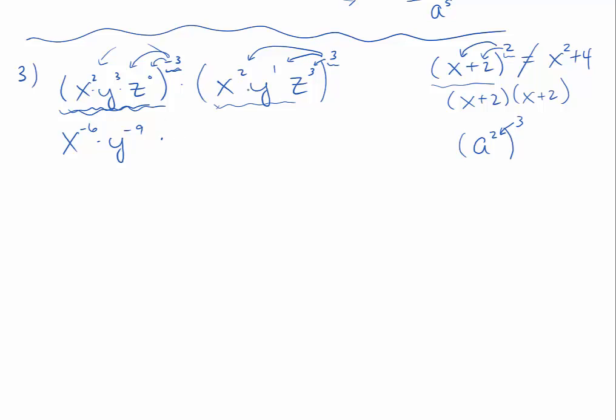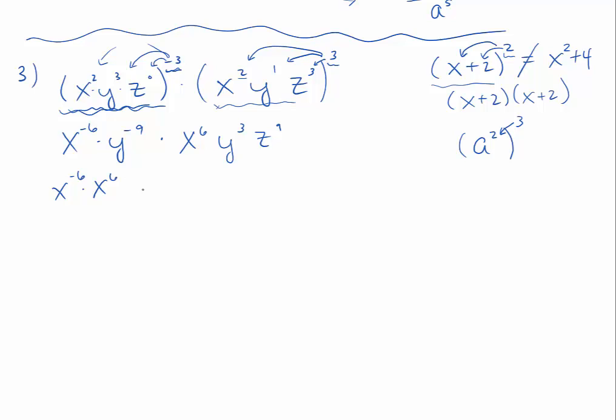In the second term, I have 2 x squared times the positive 3, so that's x to the 6. And then I have a 1 times 3, that's y to the 3. And then I have a z to the 3 times 3, that's z to the 9. You don't have to do this step, but I'm going to do it so it's more clear. I'm going to rewrite this as x to the negative 6 times x to the 6.